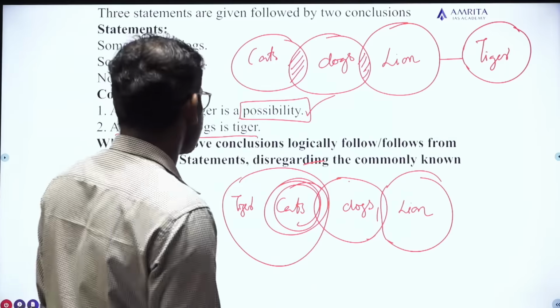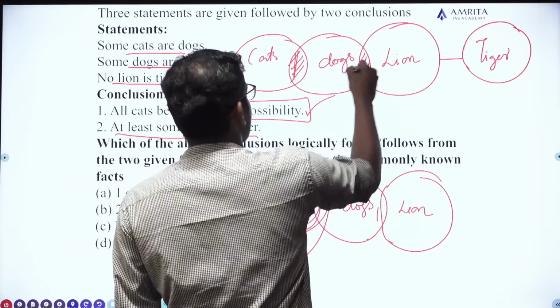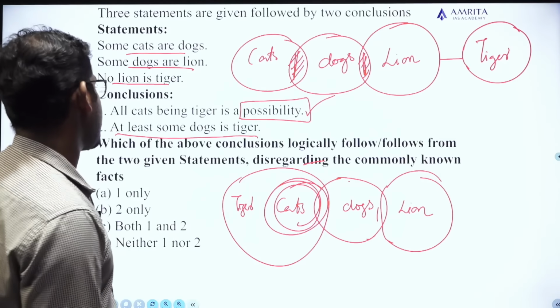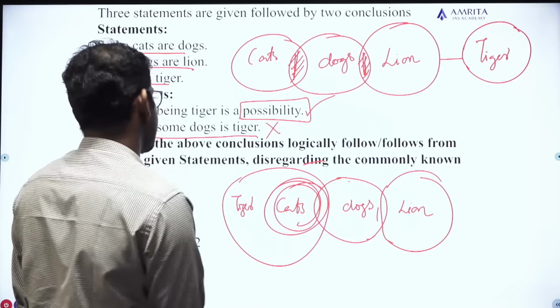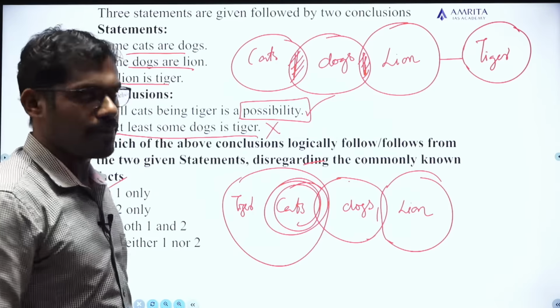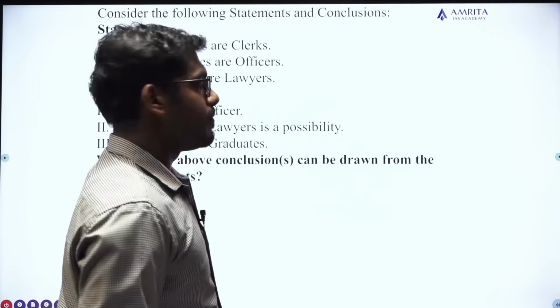Second statement, at least some dogs is tiger. This is some dogs. This is some dogs, but it is not related to tiger. So we can say that it is not correct. So second statement is incorrect. So answer for this question is option A, one only. Clear? Okay. Moving to next question.